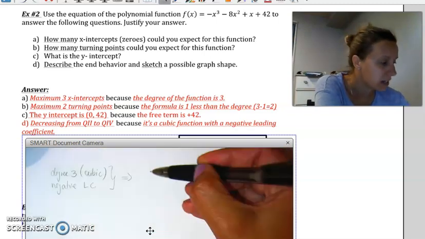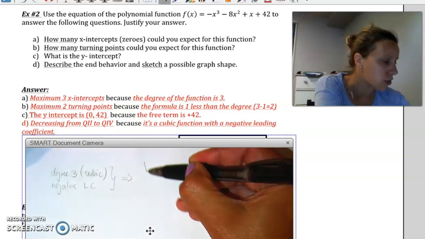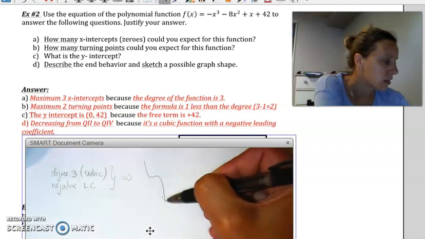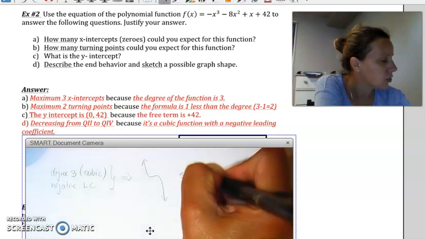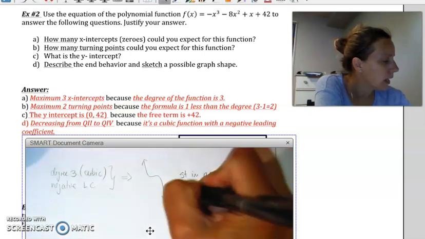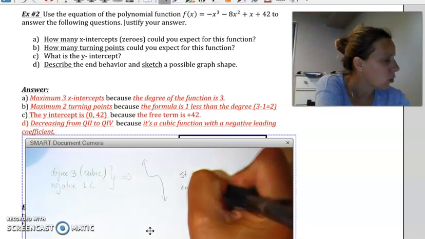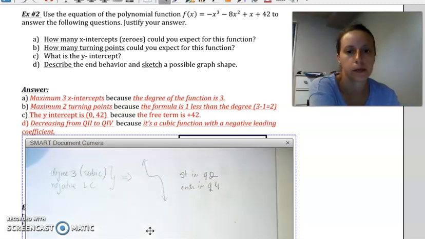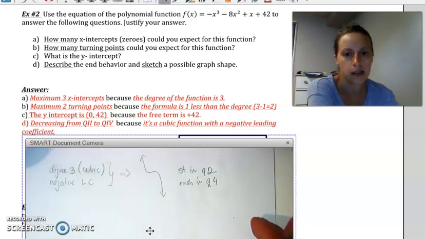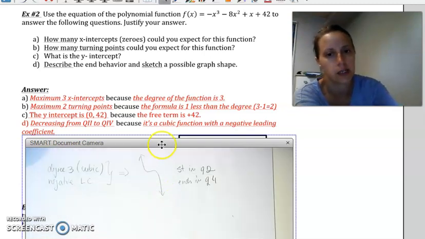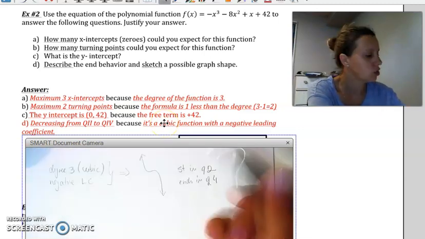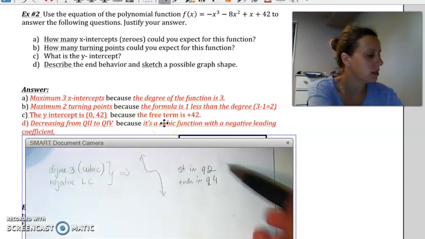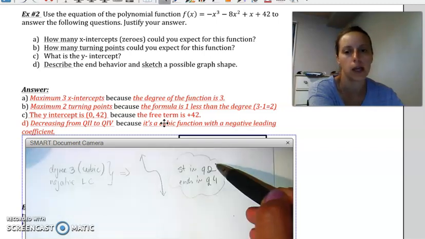Those two pieces of information together will tell you that the graph shape is a cubic, a snake graph, but it's a negative one. So it starts in quadrant 2 and ends in quadrant 4. Okay? Because it's a cubic function with a negative leading coefficient. So you do have the explanation right there. There you go. That's the shape of the graph you can expect, and this is its end behavior.